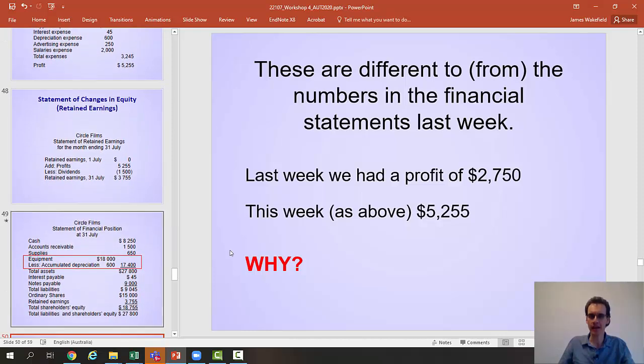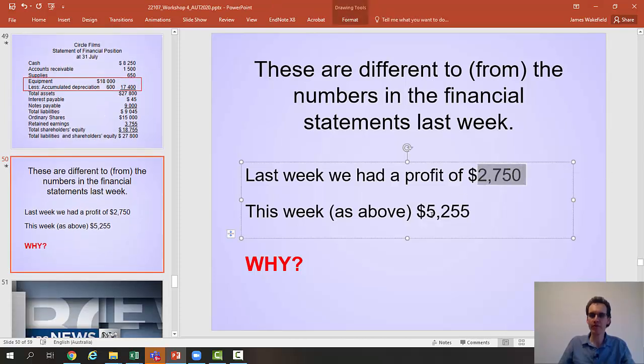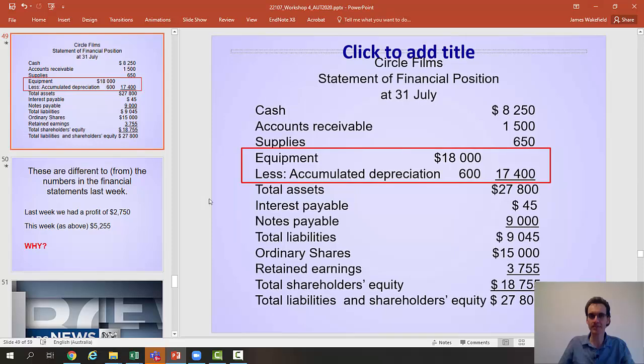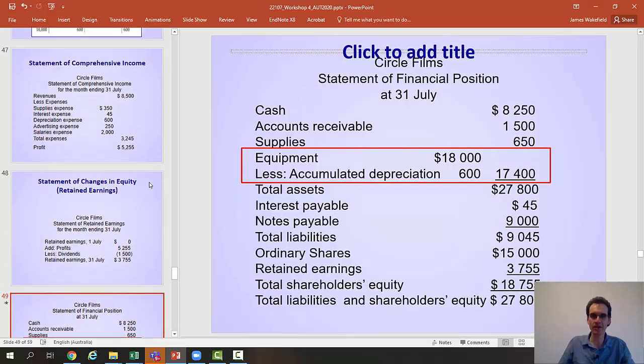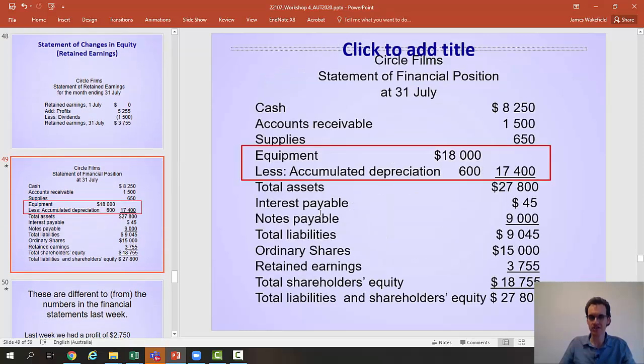Why are there differences? Why is the profit that we reported last week only $2,750, whereas the profit we report here is $5,255? Well, the reason for that is because we didn't record the adjustments at the end of the financial period like we've done today, and therefore the accounting records weren't up to date, and we had missed out on certain revenues that outweighed the additional expenses through the adjustments.